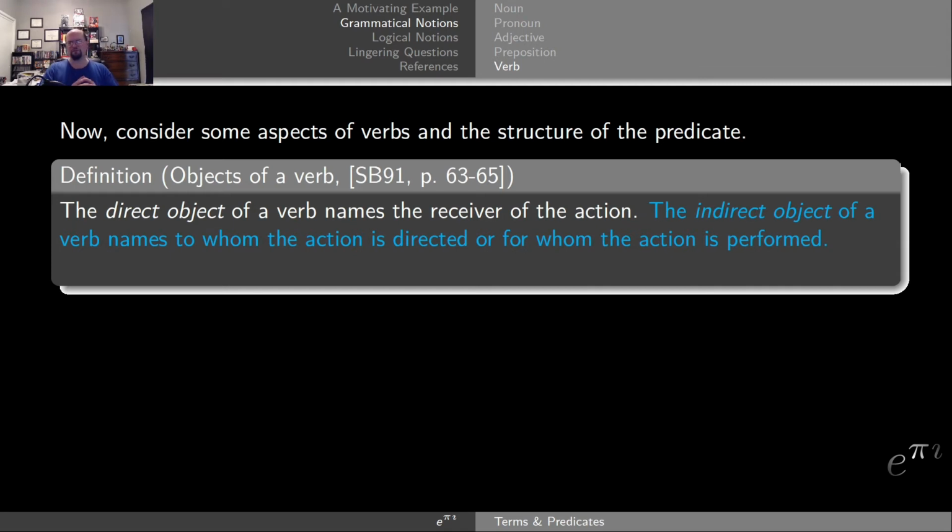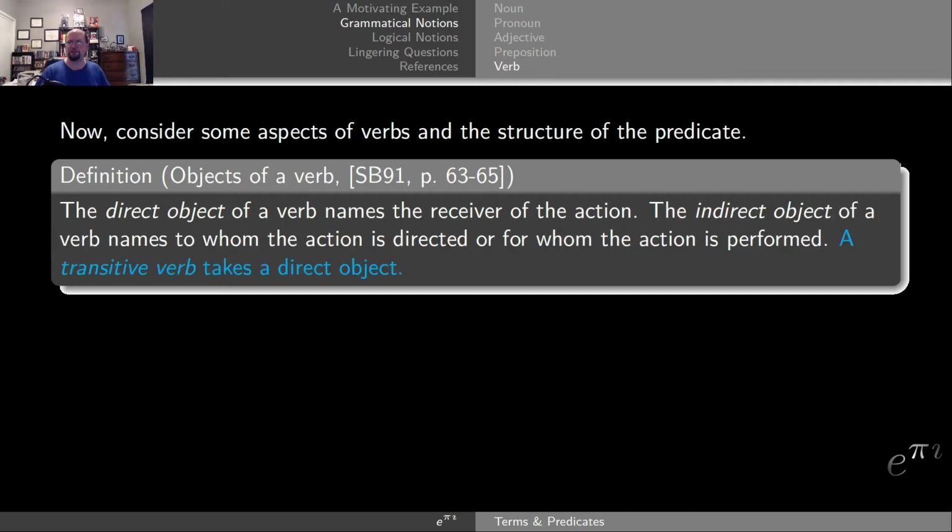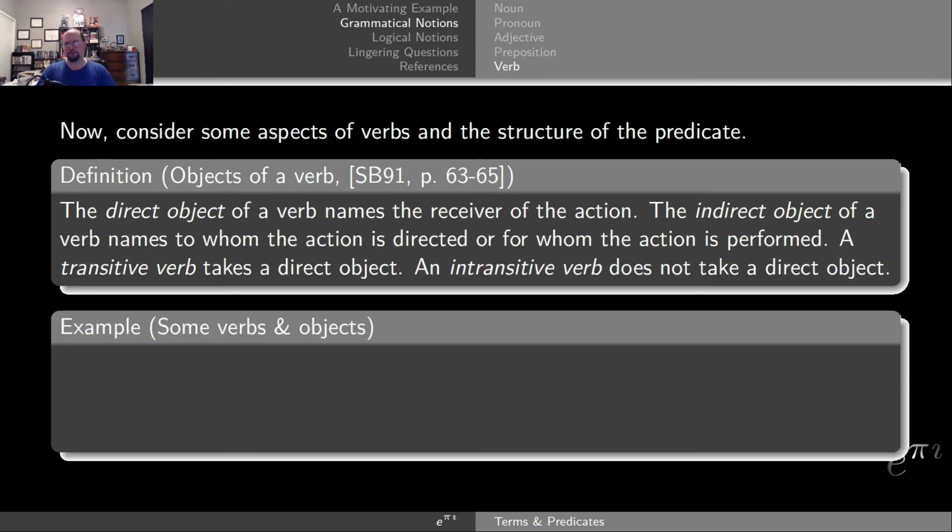Now, since some verbs will take an object and others will not, we separate them into two distinct classes. A transitive verb takes a direct object. It's the one that actually transfers that action from the subject to the object. On the other hand, an intransitive verb does not take a direct object. It doesn't transfer action from the subject to some other type of object. Now, let's actually do a couple examples of this and actually look at this in practice.